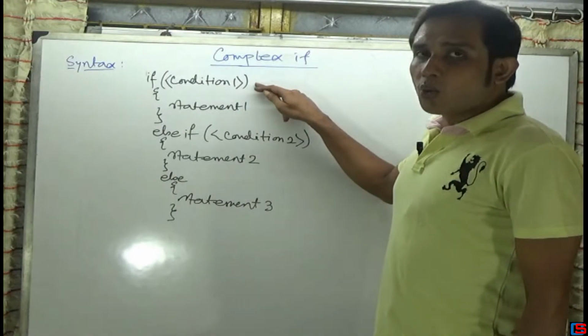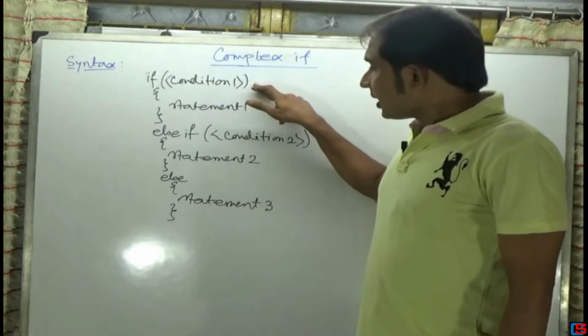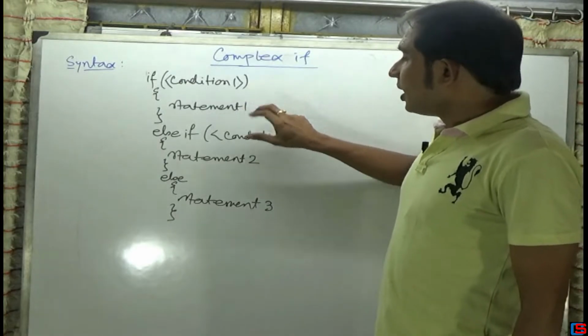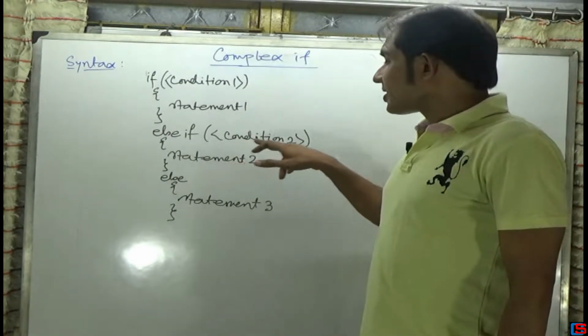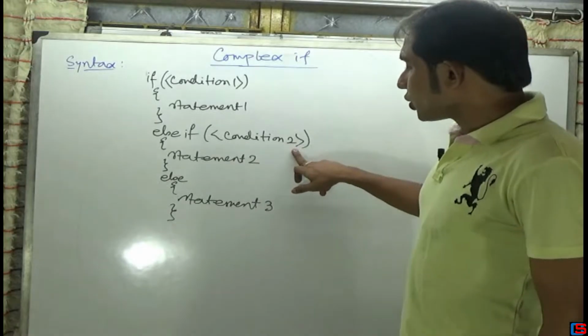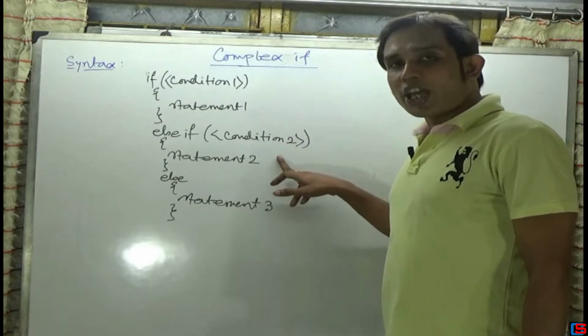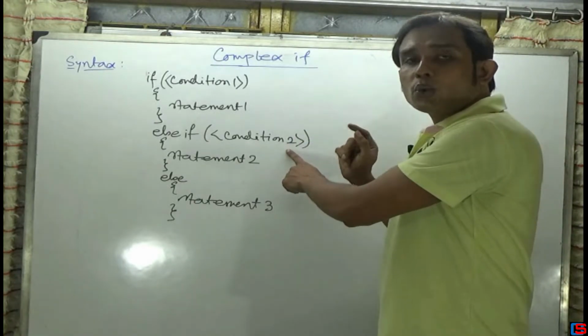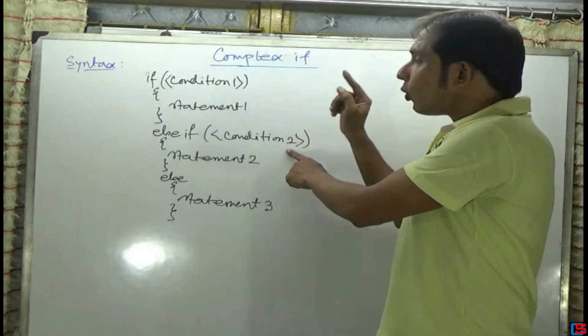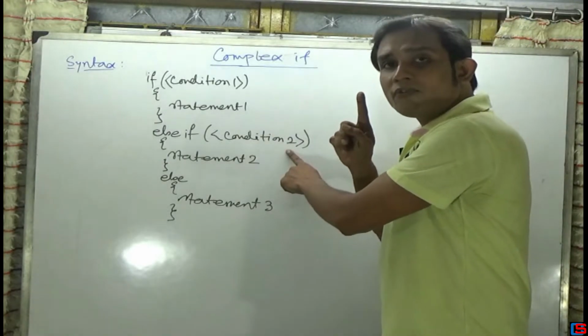Now if the condition 1 becomes false, then the control comes to this else block, and there is another condition, that is condition 2. So condition 2 is then checked. Condition 2 is going to be checked only when the condition 1 becomes false.